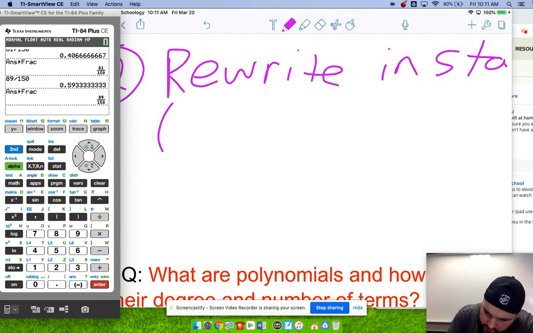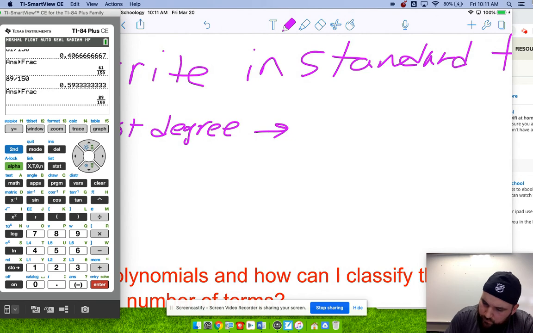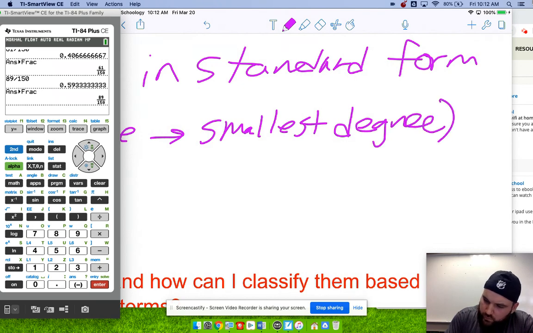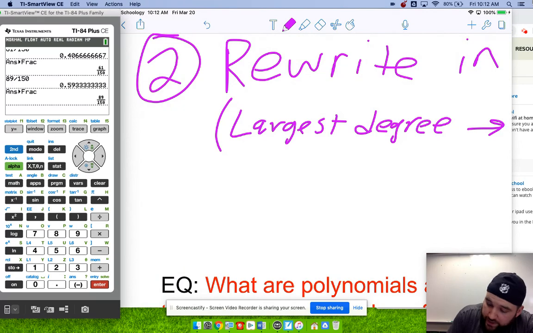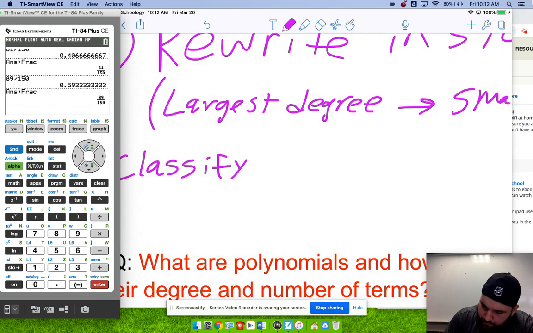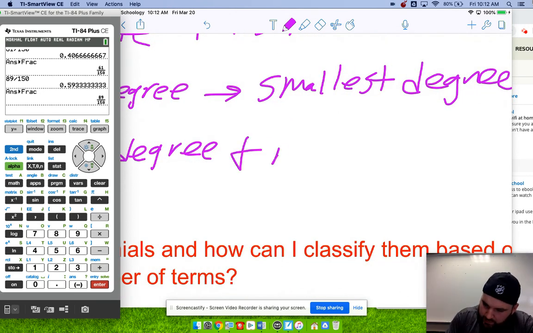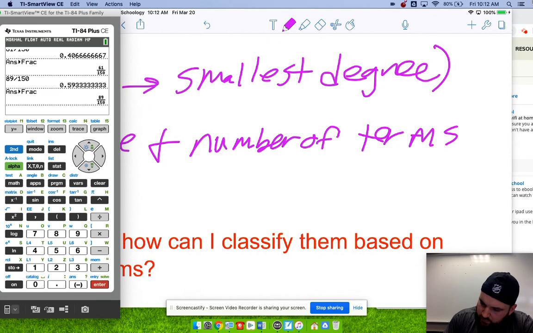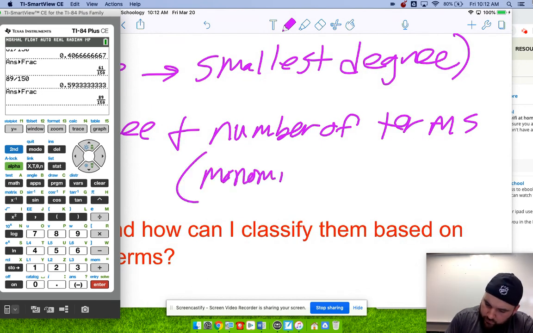which, again, just to remind ourselves, is largest degree to smallest degree. And then we have 2 ways to classify, or 2 types of classification. Classify by degree and the number of terms. And number of terms meaning monomial is 1. Monomial, binomial, trinomial, or polynomial.